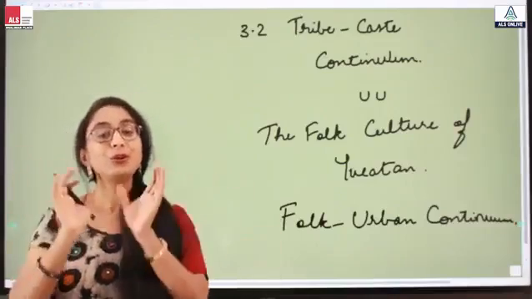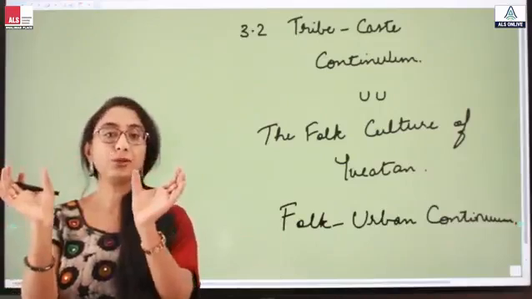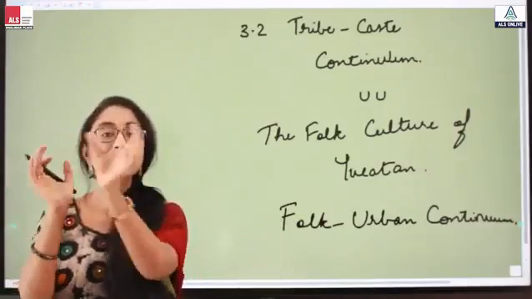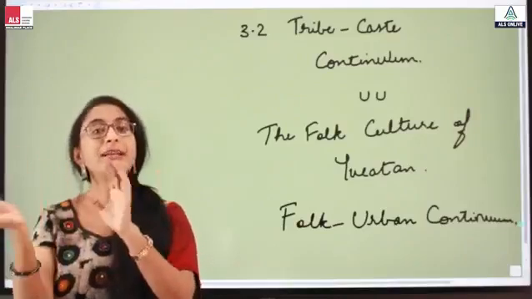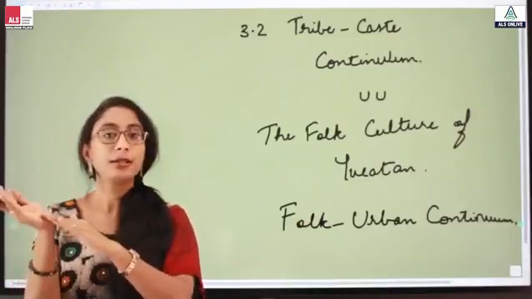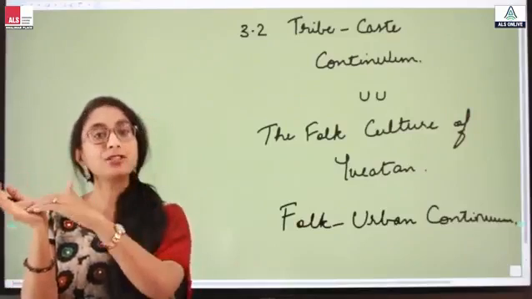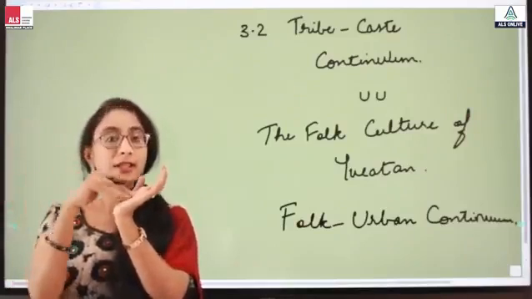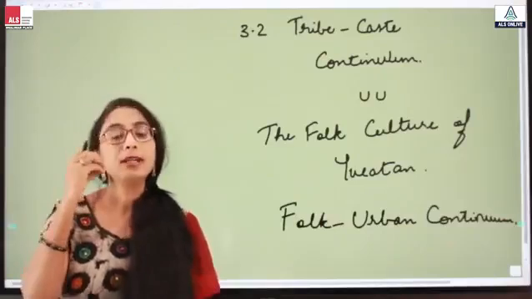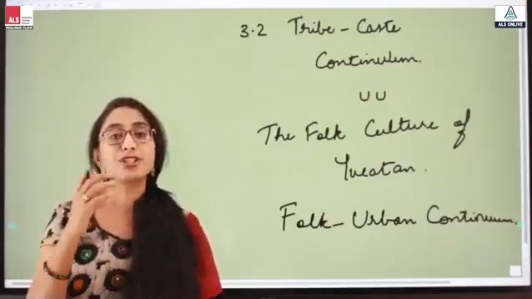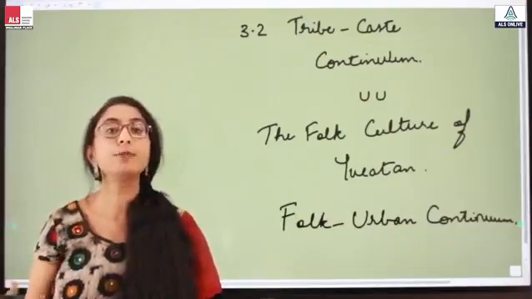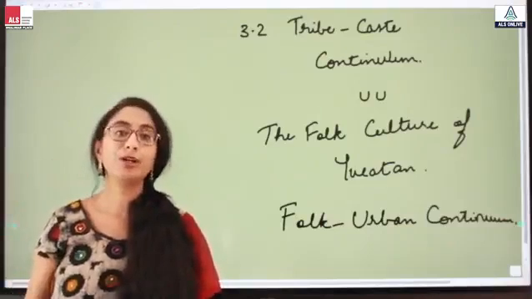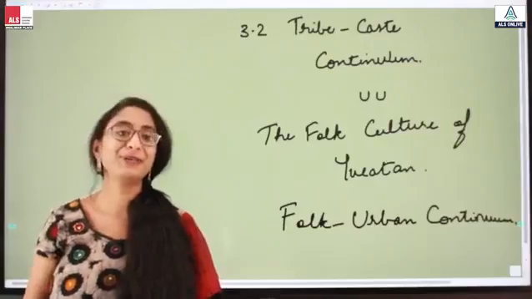So we cannot completely demarcate those two, saying this is a tribal group and this is a caste group. We cannot do that. There is a mixing of elements between both. Tribal elements are found in caste groups, and caste elements are found in tribal groups. So what is happening is a gradual process of transformation of a tribal group towards a caste group, and this is what they called tribe caste continuum.